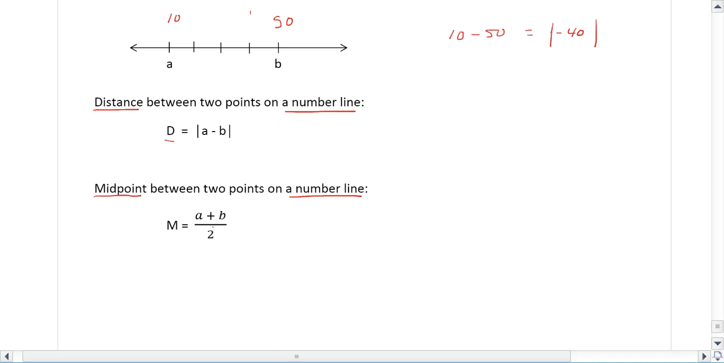However, if we average the endpoints, we do get the midpoint. And this is just the formula for average, where you add two things together and divide it by 2. So that's where this formula comes from, that midpoint is a plus b over 2. So in my example here, the midpoint would be 10 plus 50 divided by 2. Half of 60 is 30. So it's 30 that would be exactly in the middle. And again, these are for 2 points on a number line.